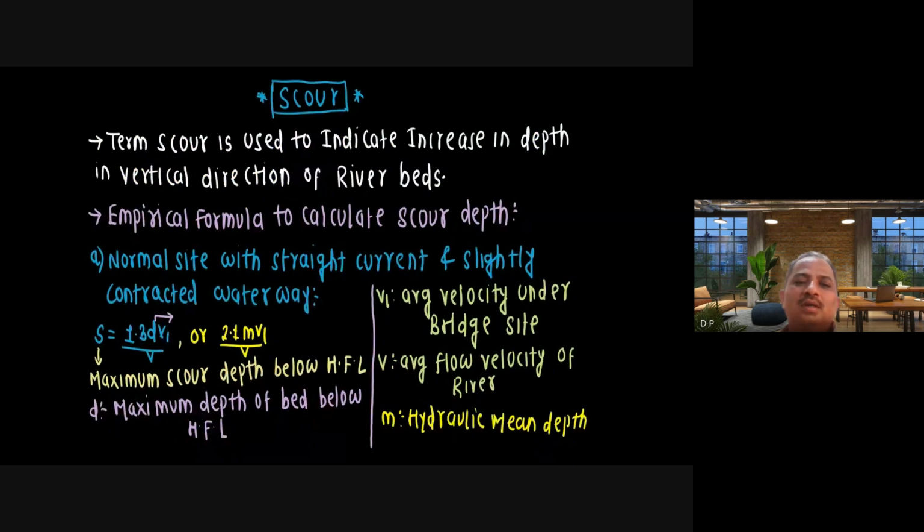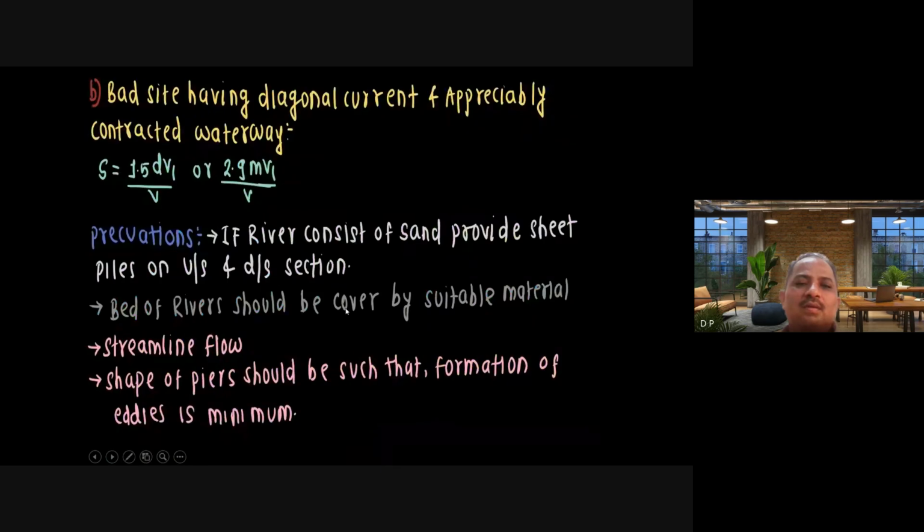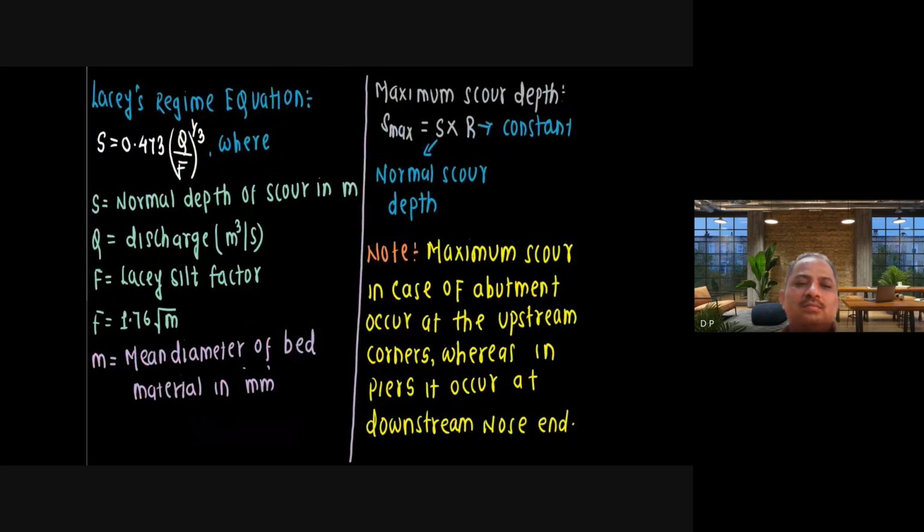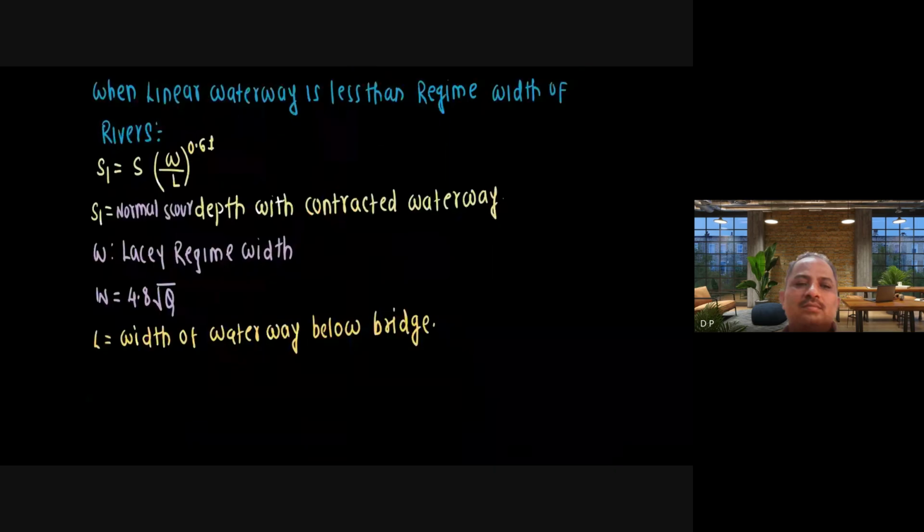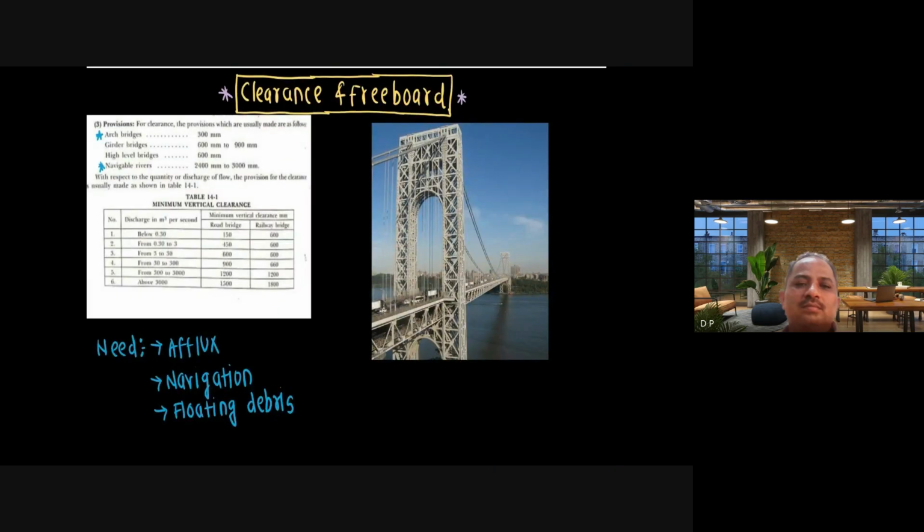Scour. The term scour is used to indicate the increase in the depth in the vertical direction of the river beds. So, erosion generally at the river bottom, there will be erosion due to flowing water. Clearance or freeboard.